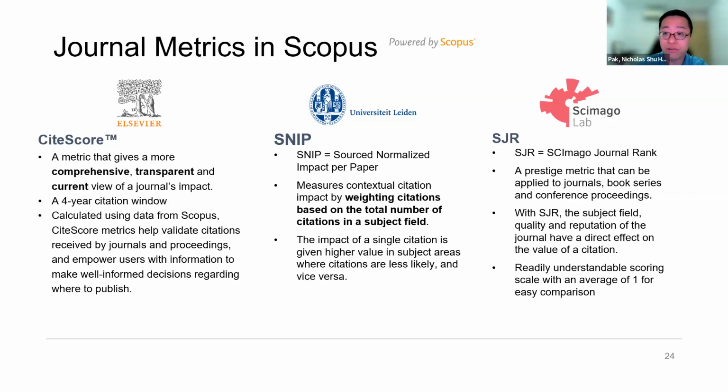SJR, or SCImago journal rank, is a bit different, and this is what we call a prestige metric that can be applied to journals, book series, as well as conference proceedings. Within the SJR, the subject field, the quality and the reputation of the journal all have a direct effect on the value of a citation. And very similar to SNIP, it has an understandable scoring scale with an average of 1 for comparison. We go into SJR in more detail towards the end of the session because it's very detailed. There's a very intricate formula with regards to it, and it's actually quite cool and geeky at the same time.